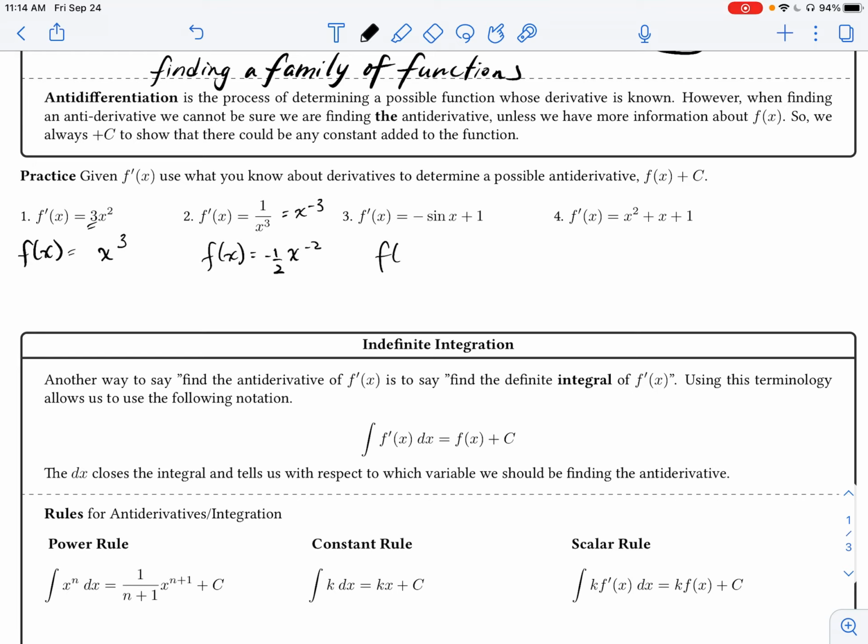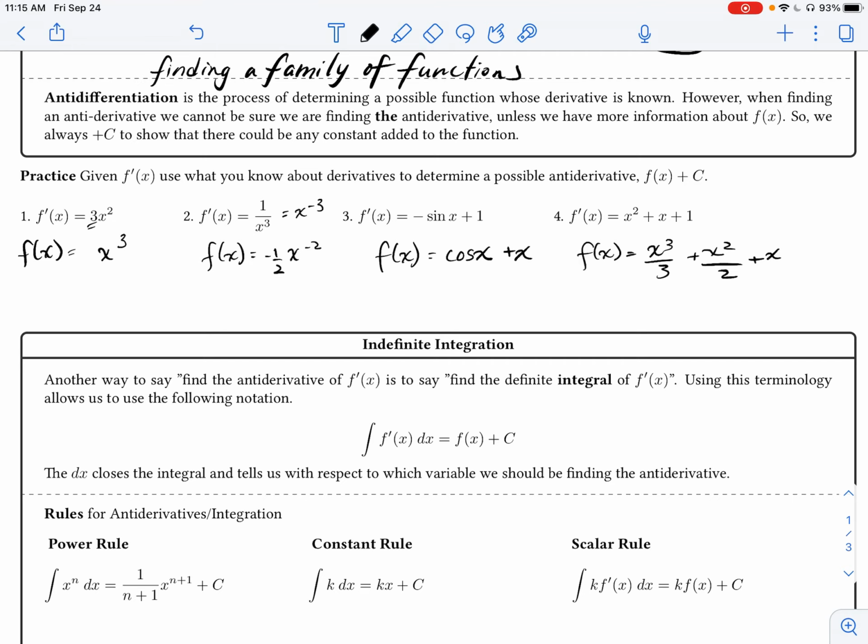Continuing on, if the derivative is negative sine, that means my original function must have been cosine x. If the derivative was 1, which function gives me a derivative of 1? Well, that had to be x. And pause the video and try the fourth one on your own, just kind of informally thinking through it. This would be f of x is equal to x cubed over 3 plus x squared over 2 plus x.